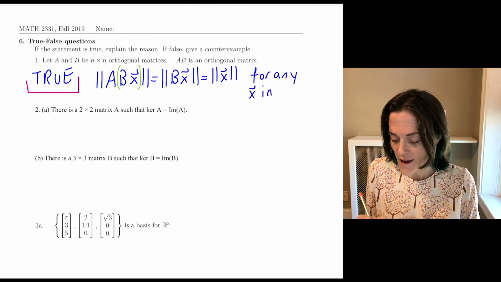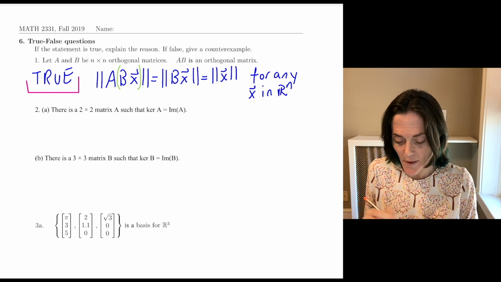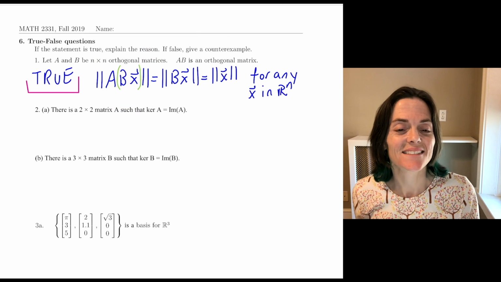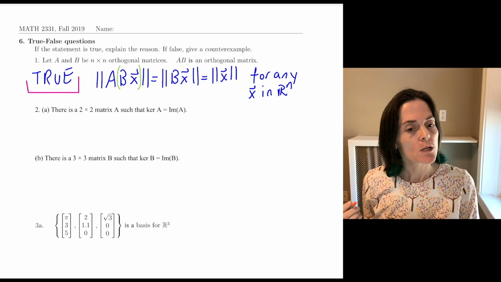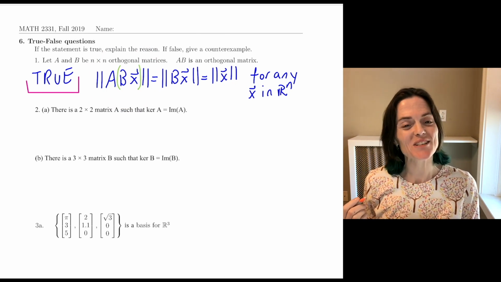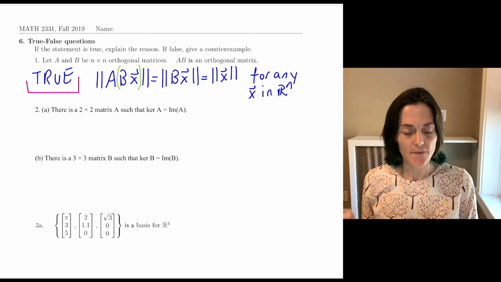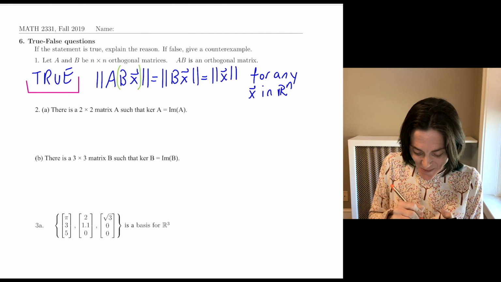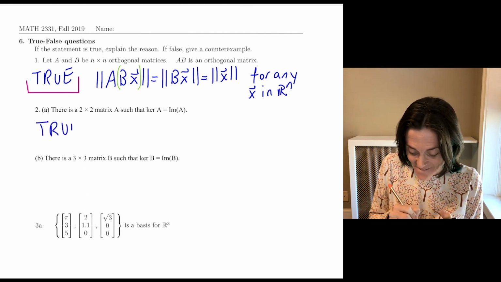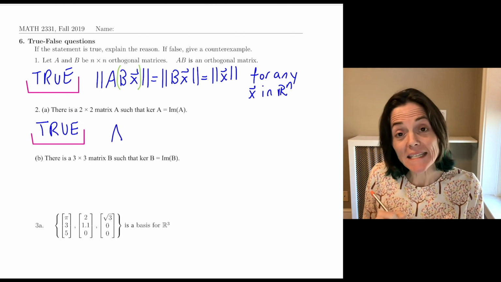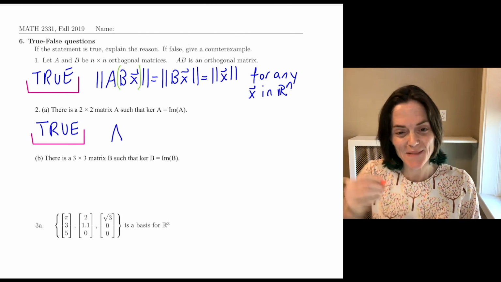In Rn. And this justifies, you see, we have ABX. Its length is the length of X. Wonderful. 2A, there is a 2 by 2 matrix A such that the kernel of A equals the image of A. Well, this one might be a little bit challenging to think about, but in fact, it is true. And let's create one. Not just dimensions equal, physically equal as subspaces.